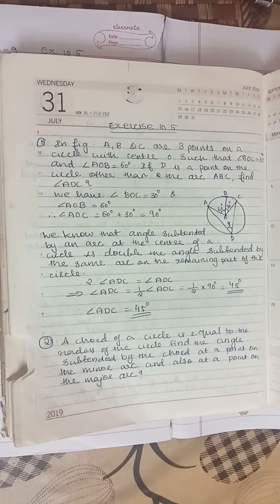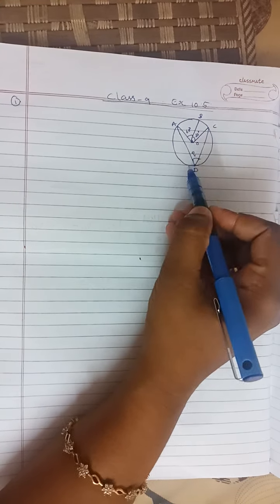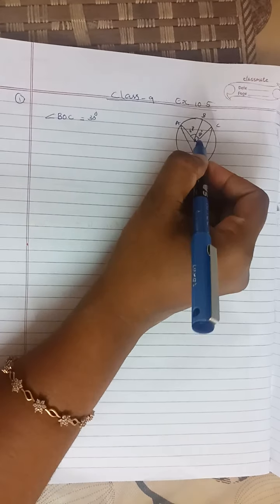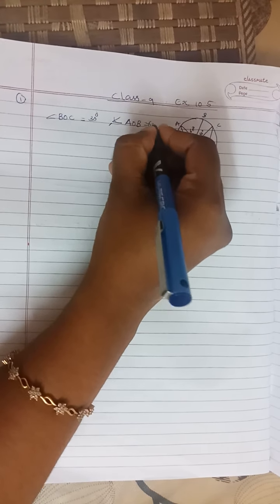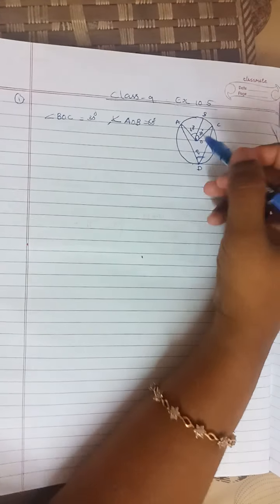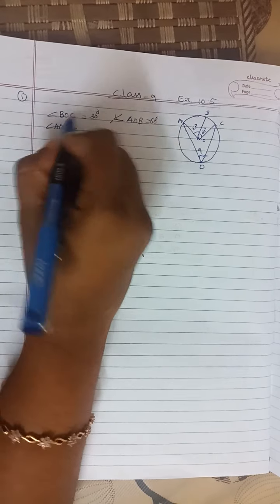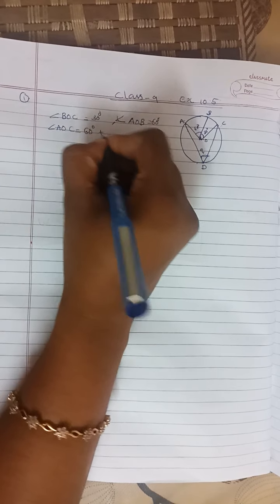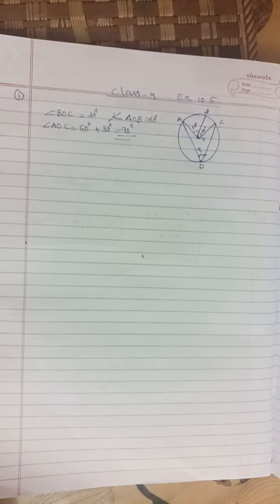How can we find it? Let me draw the figure first. So how can we find the angle ADC? This angle we have to find, correct? So we have here angle BOC is equal to 30 degrees, which is written here, and angle AOB is equal to 60 degrees. Okay, so we can find angle AOC easily. AOC is equal to the sum of these two angles, angle AOB plus angle BOC, right? So 60 degrees plus 30 degrees is equal to 90 degrees. Now we got angle AOC is equal to 90 degrees.